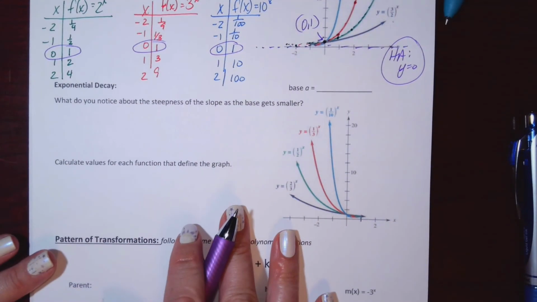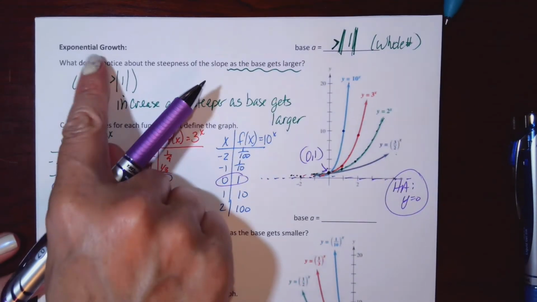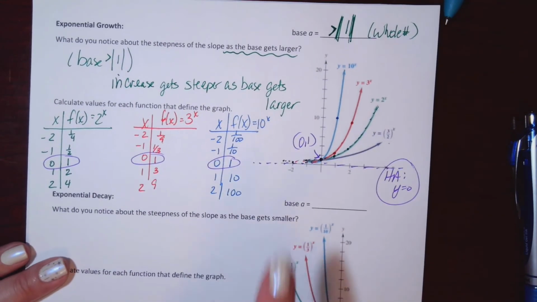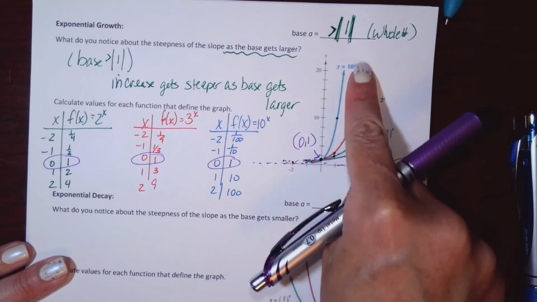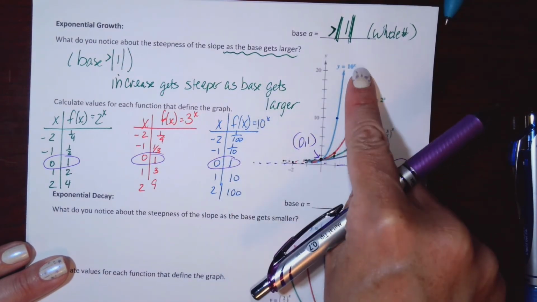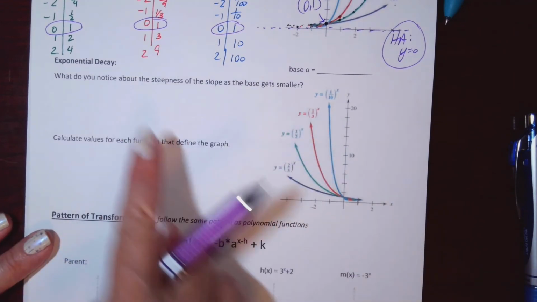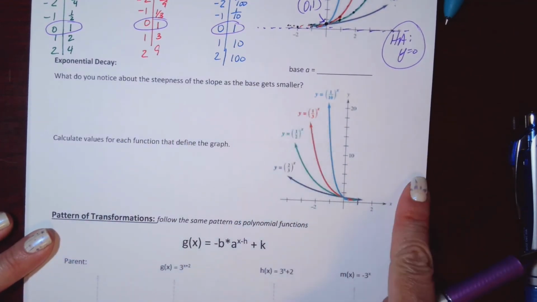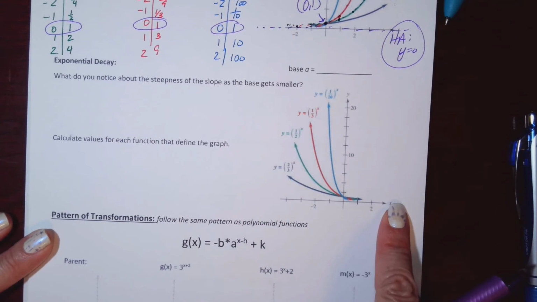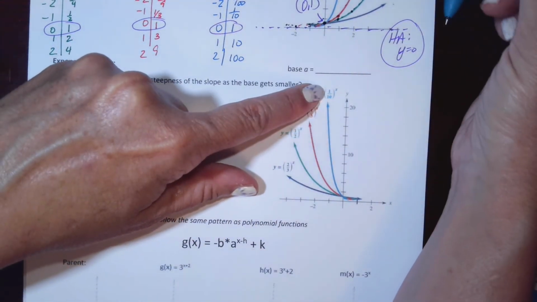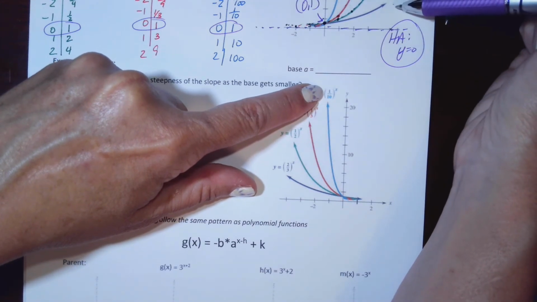Okay, now let's look at decay functions. These were exponential growth functions. Now we're going to look at exponential decay functions. Notice as I move from left to right, my exponential growth functions go up. I'm increasing. My exponential decay functions, as I move from left to right, are going down exponentially. They're decreasing exponentially.